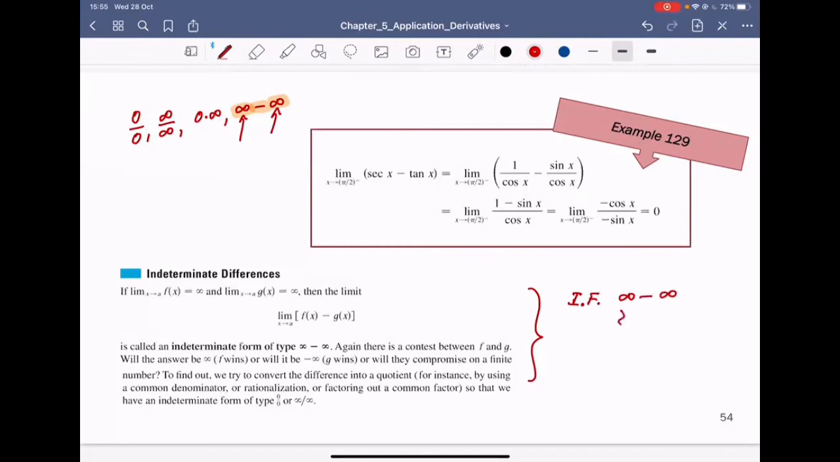The way to solve this is, unfortunately, you have to simplify it. The only way to do it is simplifying.